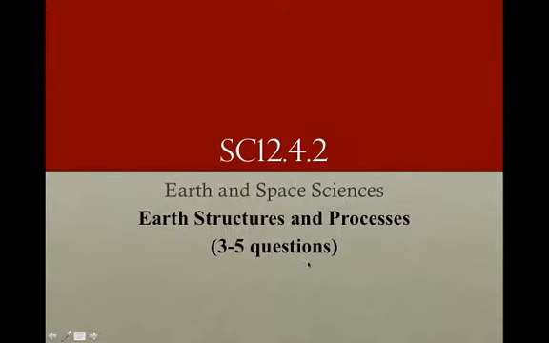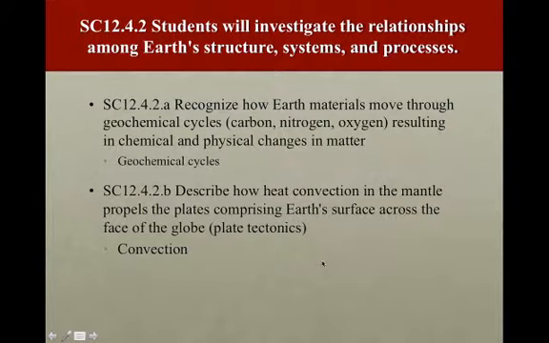Okay, Earth structures and processes. Students will investigate the relationships among Earth structures, systems, and processes. So recognizing how Earth materials move through geochemical cycles, which we talked about: carbon cycle, nitrogen cycle, water cycle, oxygen cycle. Those are all the geochemical cycles. Do you guys want to go over those again? You got it? Okay. It's the carbon, nitrogen, oxygen, and water.